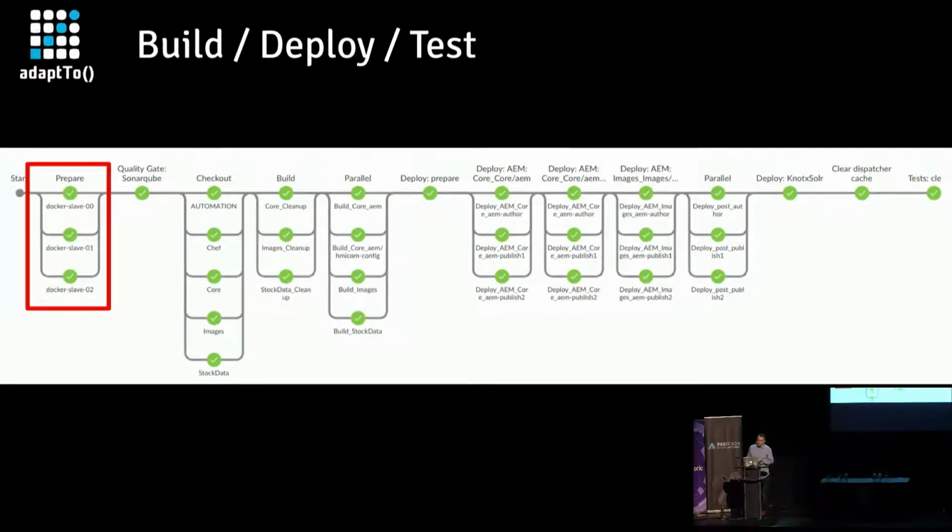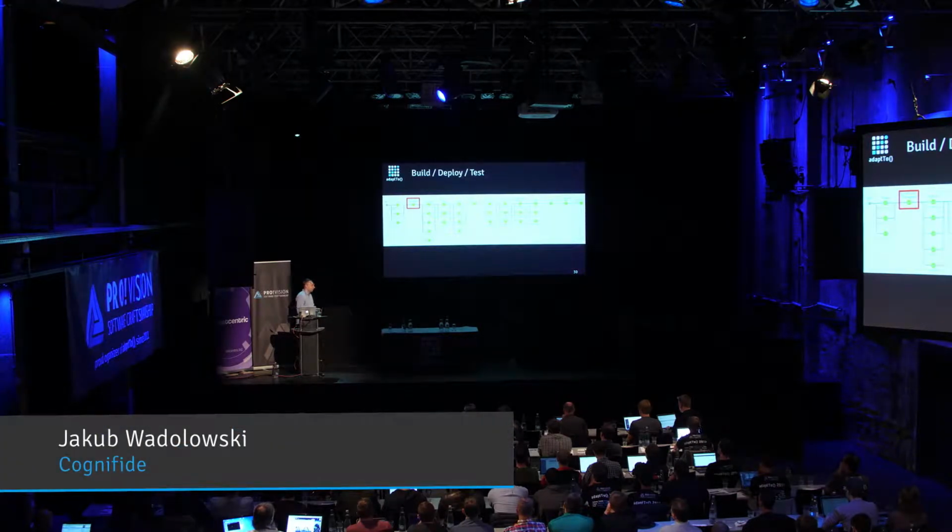And here's what happens. So the first thing is we need to prepare a set of Docker containers, as we use that for deployments or for building. The step basically says, spin them up if they are not already running. We have a quality gate defined in SonarQube. So if your code doesn't meet certain criteria, the build will fail.